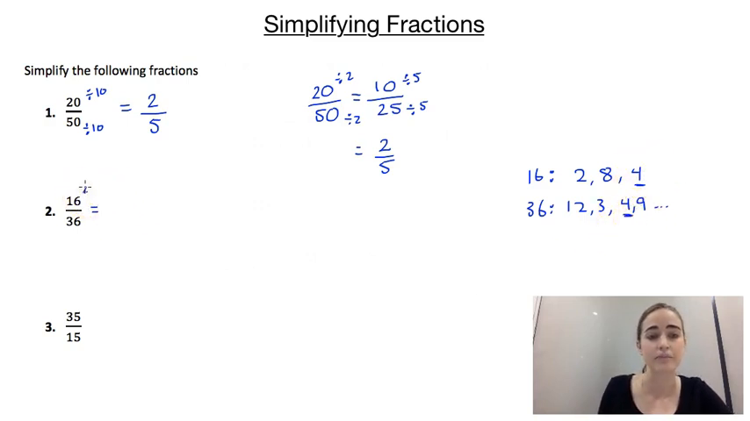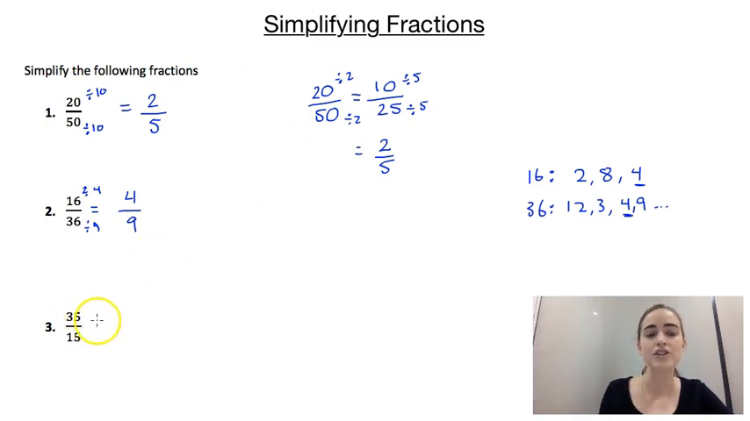So let's do that. We divide the top and bottom both by 4. I'm going to end up with 16 divided by 4 is 4, and 36 divided by 4 is 9. So simplified is 4 over 9, and we can just double check that there's nothing else left that we could divide both 4 and 9 by, so that is our simplest form.